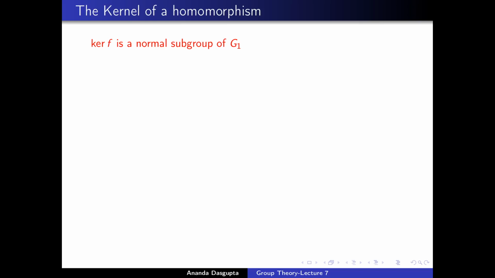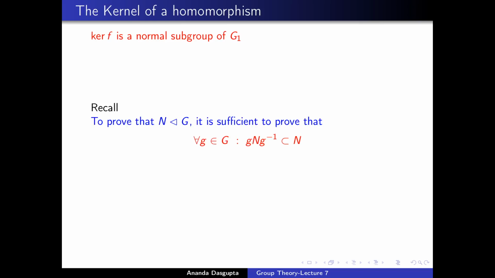Well, let us first recall a result that we had established some time ago, which is, if you want to show that a subgroup N of G is a normal subgroup of G, it is sufficient to prove that for all small g belonging to capital G, the conjugate group g N g inverse is a subset of capital N. Of course, the definition of a normal subgroup insists that g N g inverse has to be the same as N for all g, but as we had established earlier, just showing one-sided inclusion, g N g inverse is contained in N for all g, is sufficient.